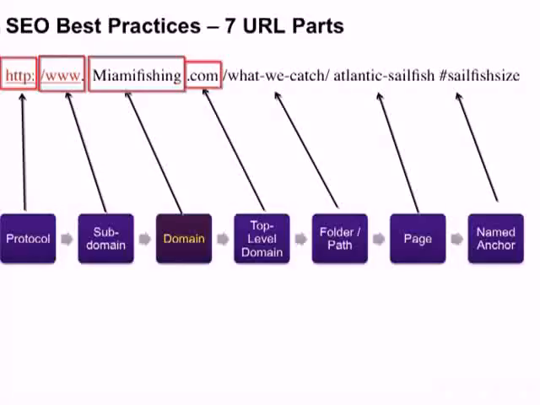The domain, which is the actual name, in our case Miami Fishing, the top level domain, which is, as I mentioned, .com, .net, .org, the folder or the path, in this case it's what we catch. The page is Atlantic Sailfish, and we can have what's called a named anchor, to push us to different areas of the page if we want to scroll down that page, and that's just the # and the name, and that's called the named anchor. So let's talk about some of the best practices now that we understand the different URL parts.